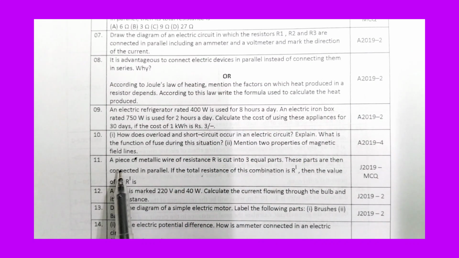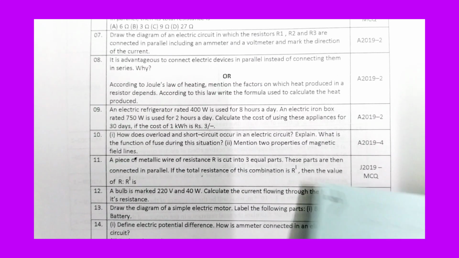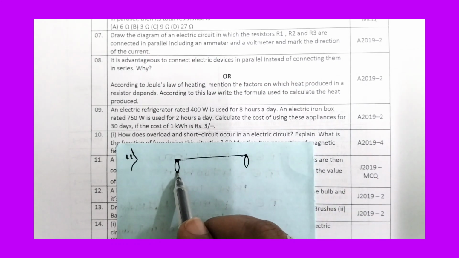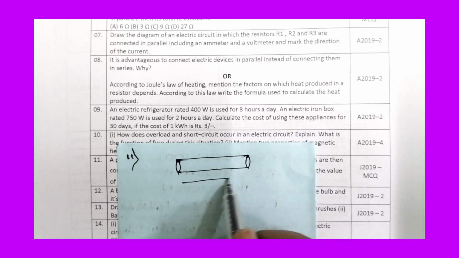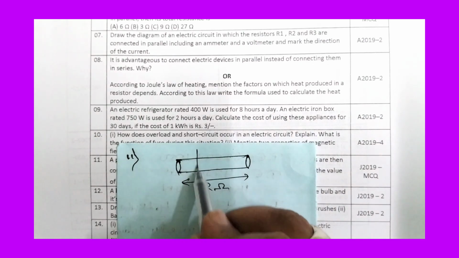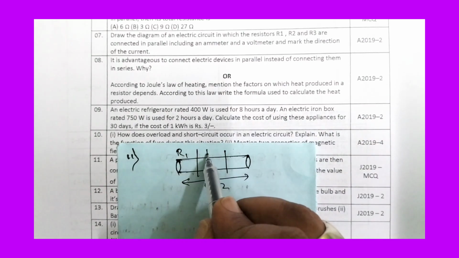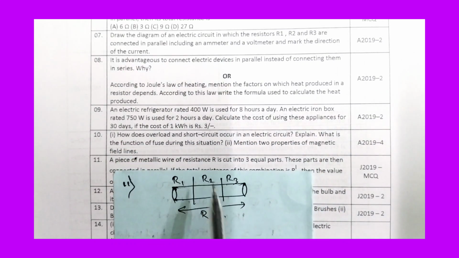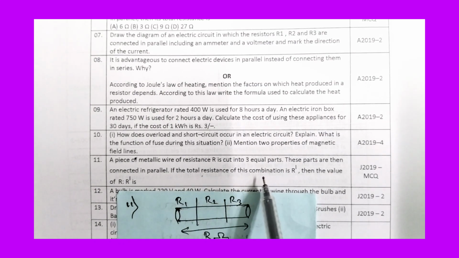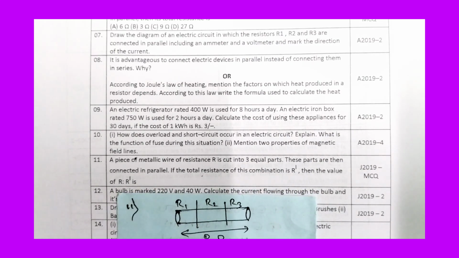So what is the 11th question? A piece of metallic wire of resistance R is cut into 3 equal parts. ಸೊ ಇಲ್ಲೊಂದು ಮೆಟಾಲಿಕ್ ವೈರ್ ಇದೆ. Let its resistance be R ohm. We have cut it into 3 equal parts, R1, R2, R3. These parts are then connected in parallel. If the total resistance of this combination is R dash, then the ratio of R to R dash is dash ಅಂತ ಕೊಟ್ಟಿದ್ದಾನೆ.